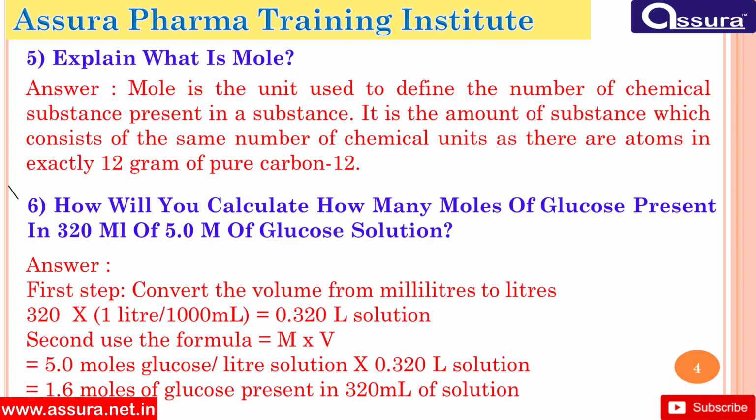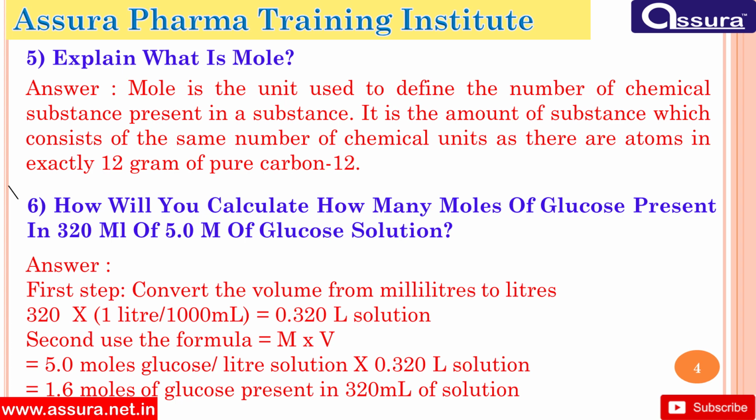Explain what is mole. Mole is the unit used to define the number of chemical units present in a substance. It is the amount of substance which consists of the same number of chemical units as there are atoms in exactly 12 gram of pure carbon-12.